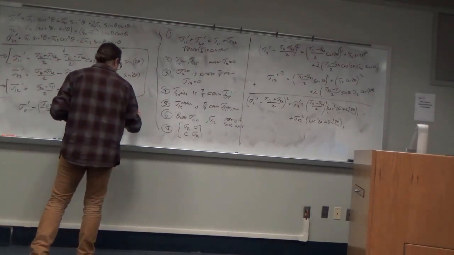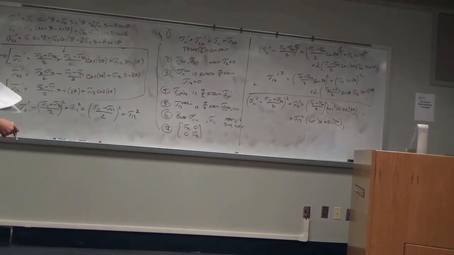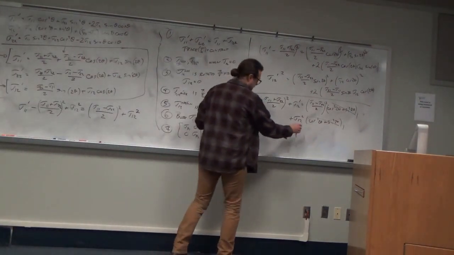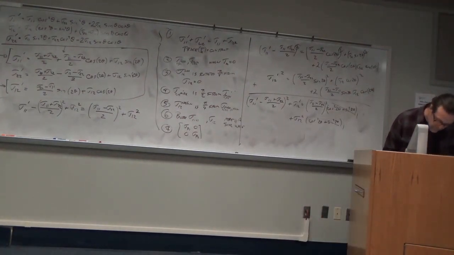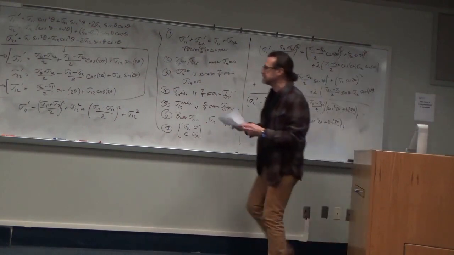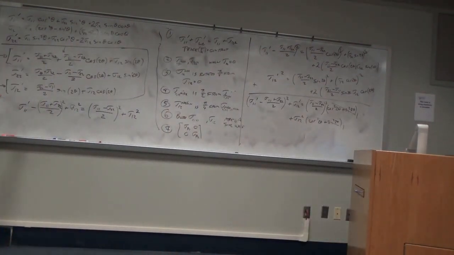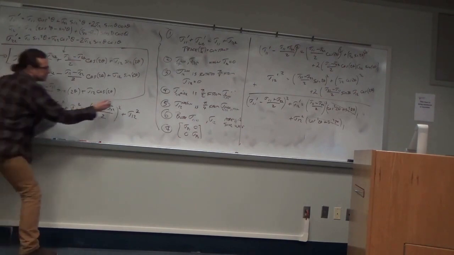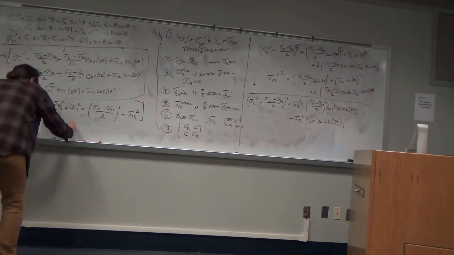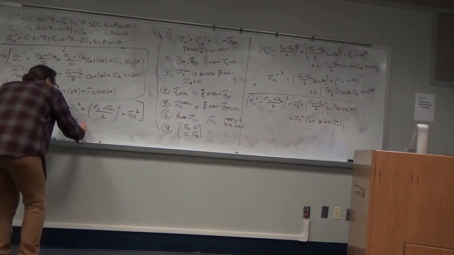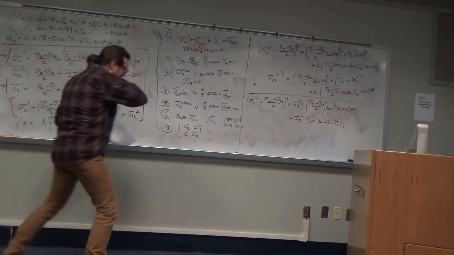squared. Because I should be even here, right? Okay. And this is the equation of a circle. We've got x plus h squared plus y squared is equal to r squared.